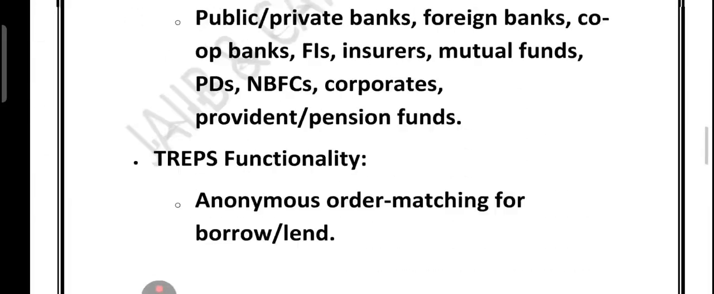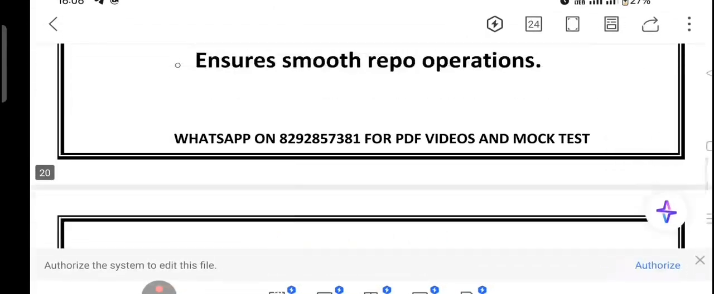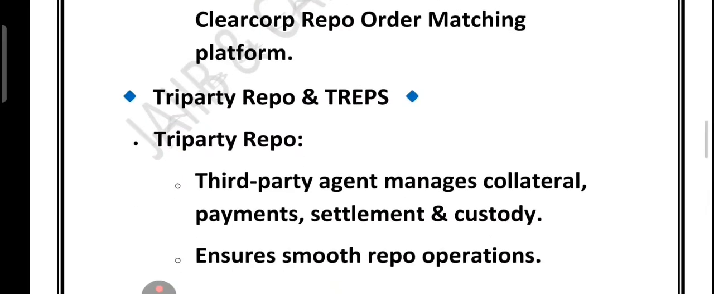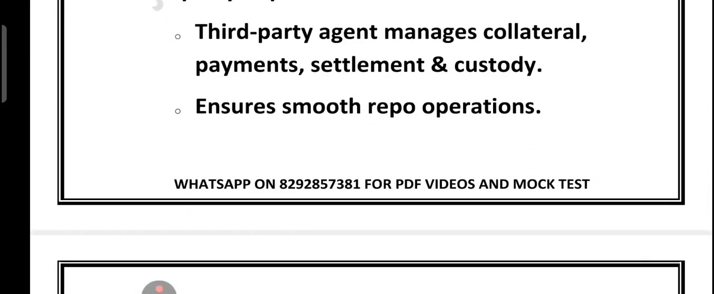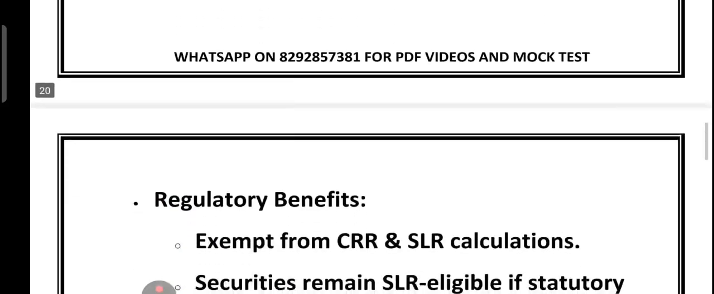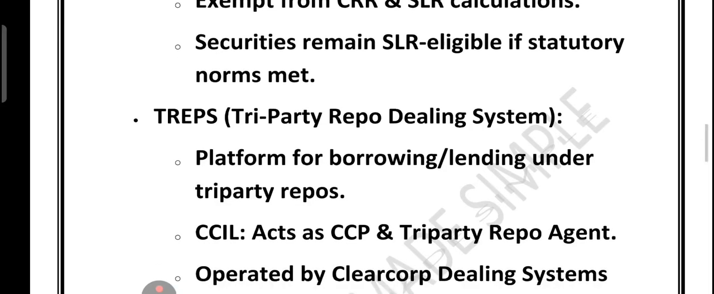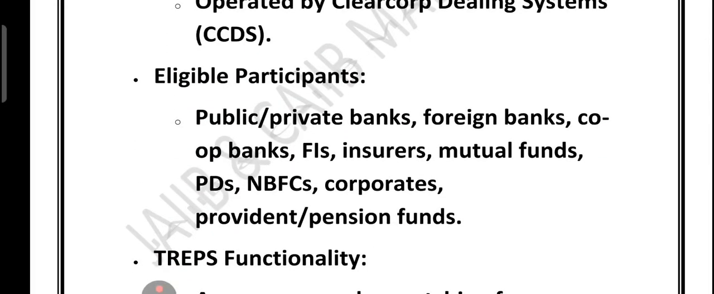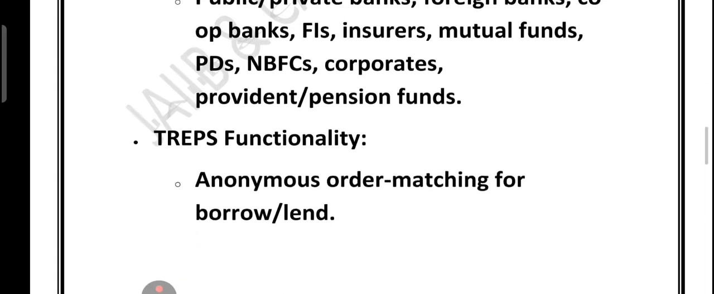So let's summarize what we have discussed in these two slides. We started with tri-party repo. Key points: a third party manages the repo operation and the collateral. Regulatory: tri-party repo is exempted from CRR and SLR, and is SLR eligible if the norm is met. TREPS, the tri-party repo dealing system, is the platform for anonymous repo trade and real-time data. CCIL acts like a CCP. Participants are banks, NBFCs, primary dealers, mutual funds, corporates, pension and provident funds.